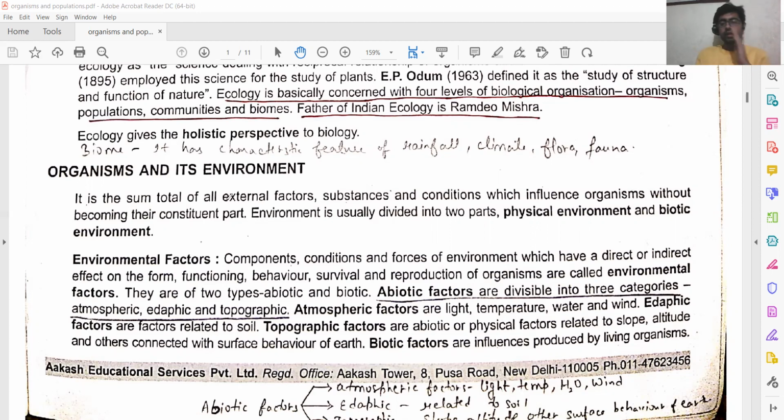Okay. So environment is divided into two parts. First is physical environment and the second is biotic. In physical environment, you can also say it as abiotic, means non-living part of our surrounding, while biotic is living part of our surrounding. The living part of our surrounding is biotic environment. Now, what all forms these environmental factors? In environmental factors, you will be basically dealing with non-living parts.